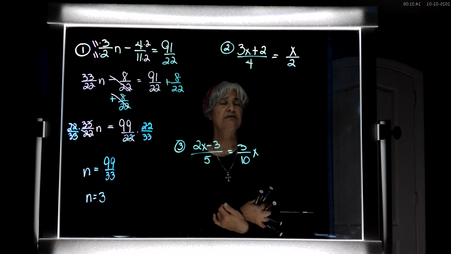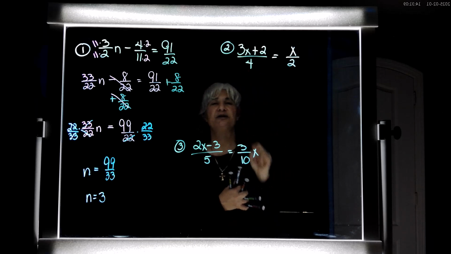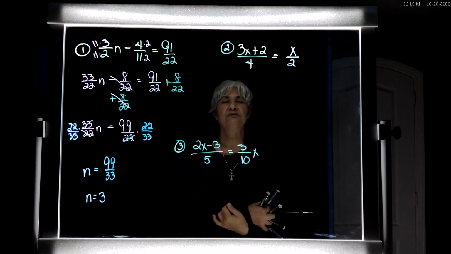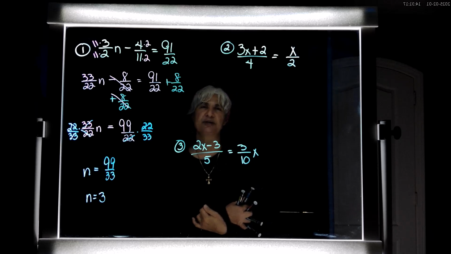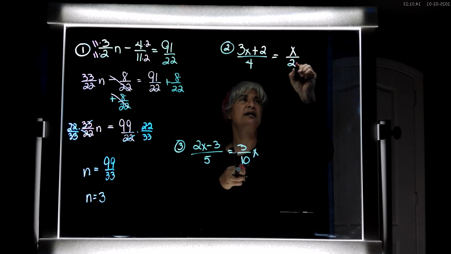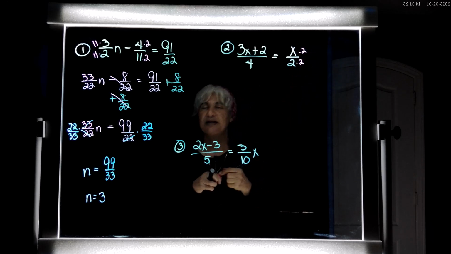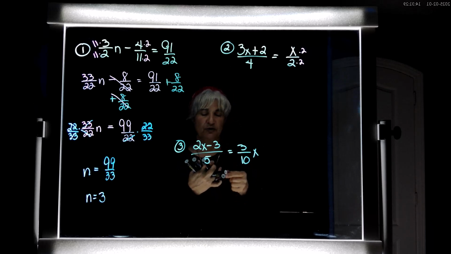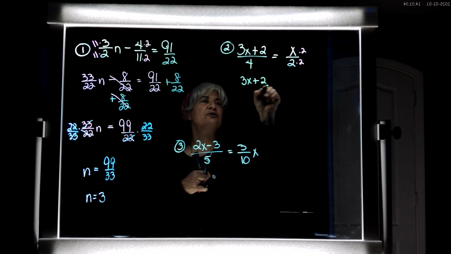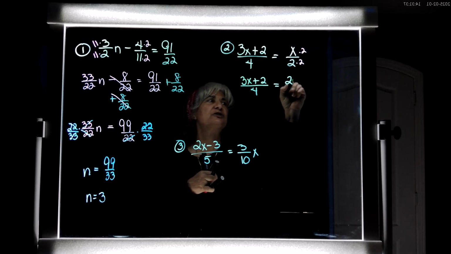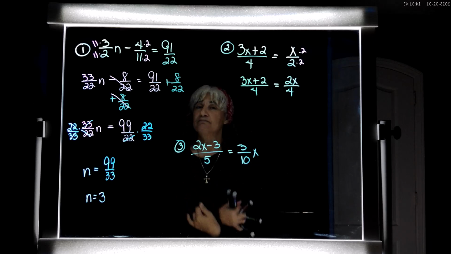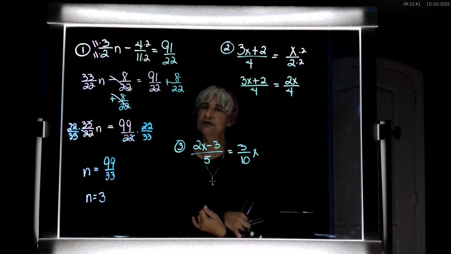Problem number 2 is interesting because the numerator here is comprised of 2 terms versus just 1 term. That's okay. We're still going to start the same way. We're going to get the common denominator. And what's the common denominator? Good, 4, which means I have to multiply this fraction, top and bottom, by 2, so it's a 4. Yes? All right. So we end up with 3x plus 2 all over 4 equaling 2x over 4. Yes? Good. Now, here's a little bit of an alternative.